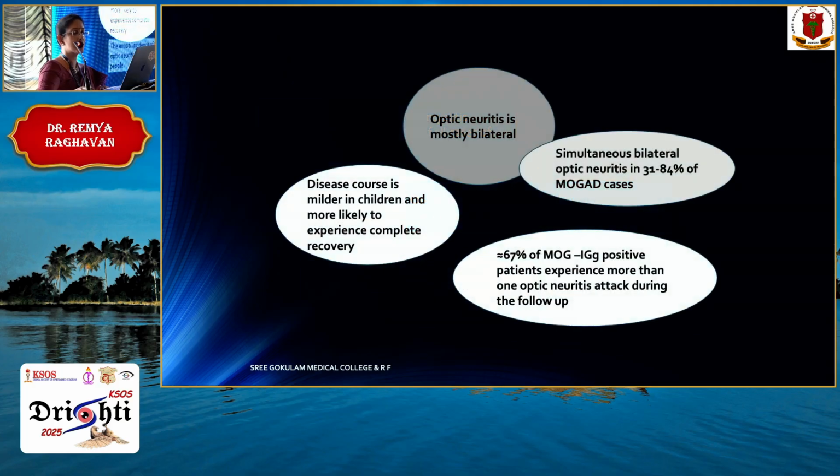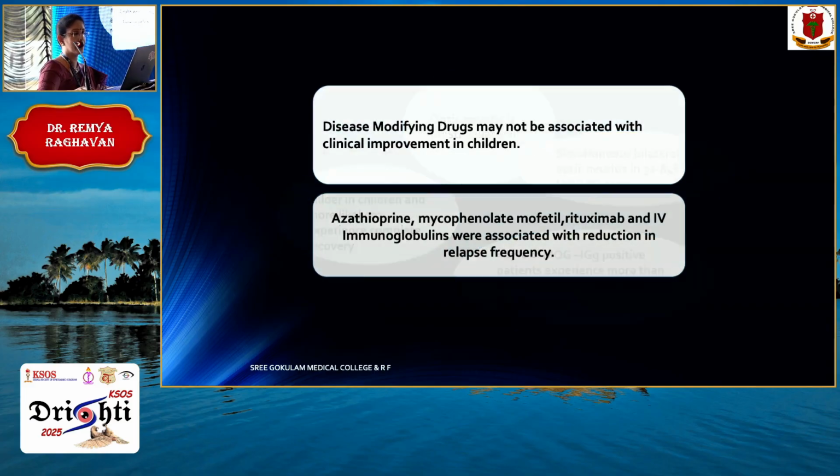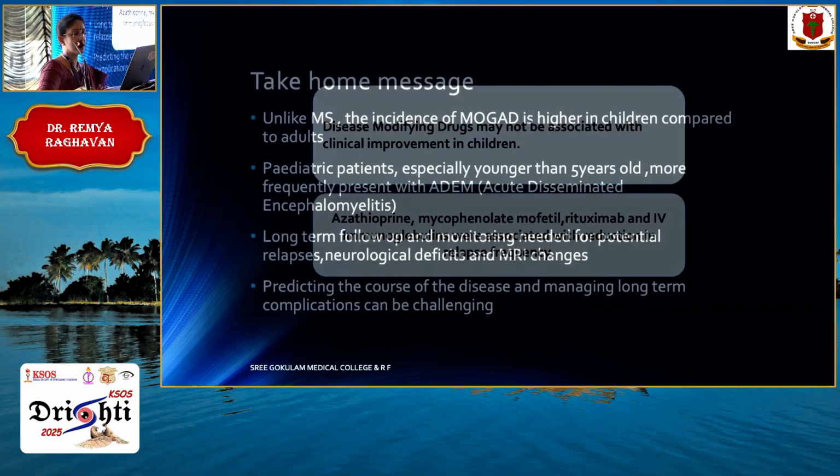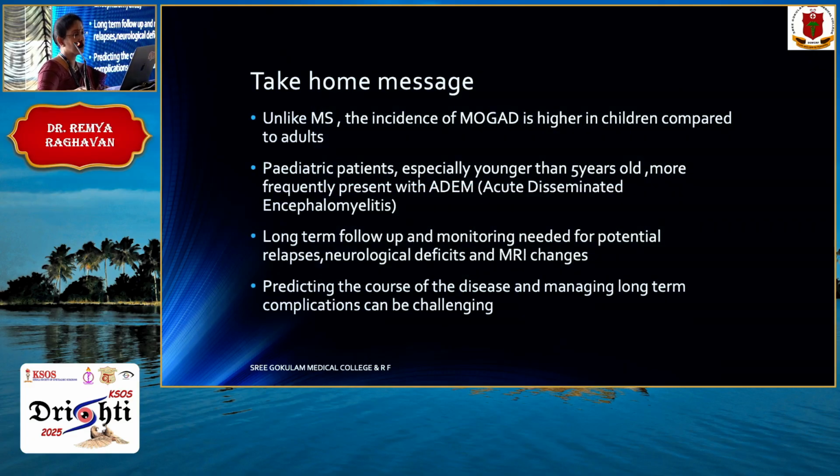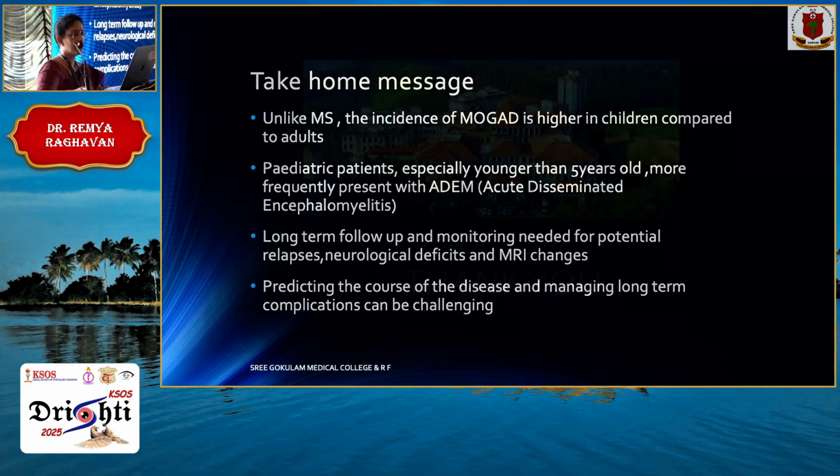manifestation is optic neuritis. Optic neuritis is mostly bilateral, and simultaneously bilateral in about 31 to 84%. Most of the patients present with another attack of optic neuritis during the follow-up period. The disease-modifying agents which are usually used for treatment of multiple sclerosis may not be that effective in this condition. So the take-home message is, unlike MS, the incidence of MOGAD is higher in children, and the most common manifestation of MOGAD is acute disseminated encephalomyelitis, and long-term follow-up and monitoring is needed for potential relapses. Thank you.